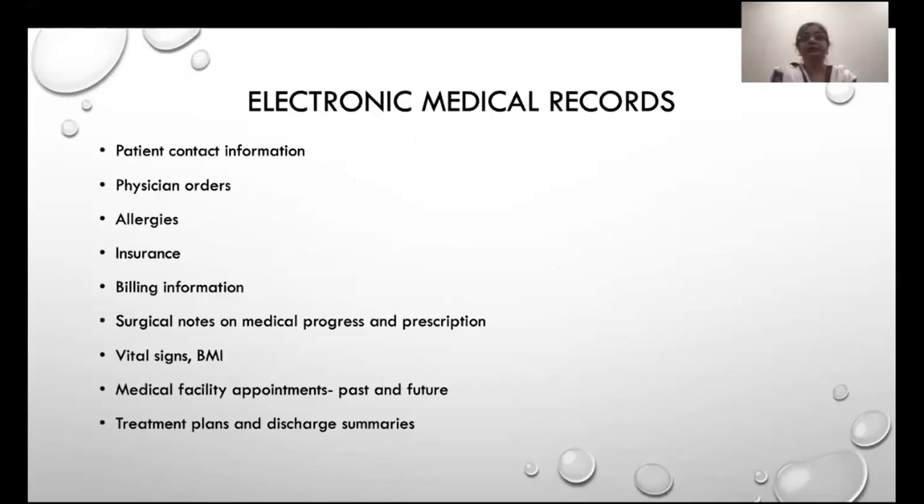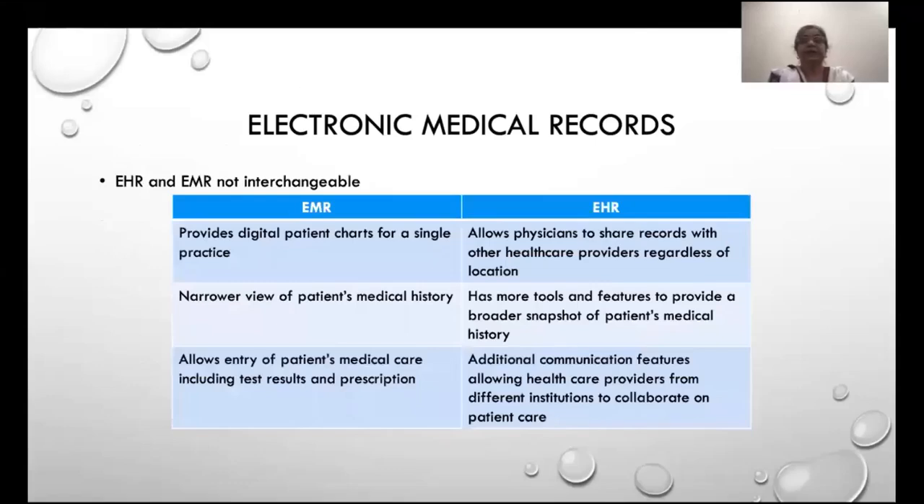Electronic medical records seem similar to electronic health records, but they are different. EMR includes patient contact information, physician orders, allergies, insurance, billing information, surgical notes on medical progress and prescription, vital signs of the patient, BMI, medical facility appointments, past and future, treatment plans, and discharge summaries of the patient at a single clinic or single practice.